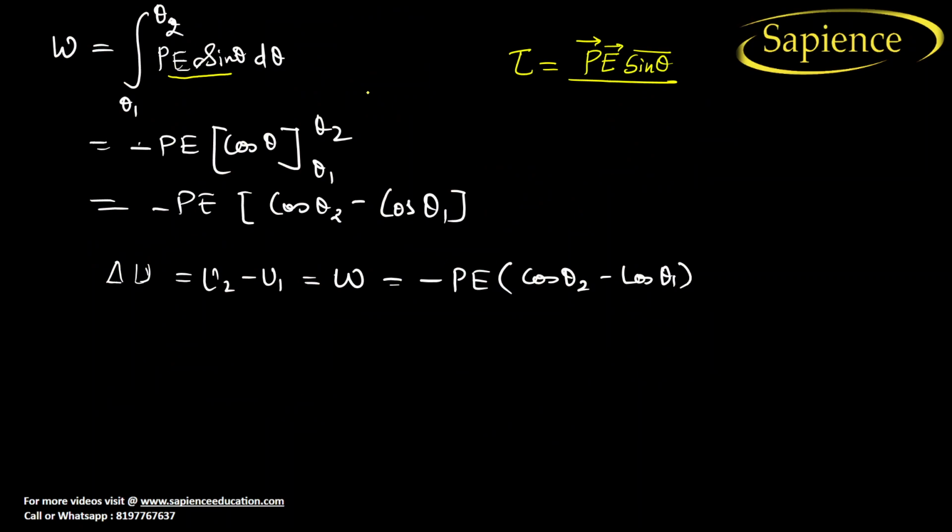So basically you know the integration. P is constant, the electric field is constant, so they come out, and the integration of sin theta will become cos theta, and our initial condition and final condition are theta 1 and theta 2. Now when we do this, we have to put the values here. So let us consider cos theta 2 minus cos theta 1 and minus P.